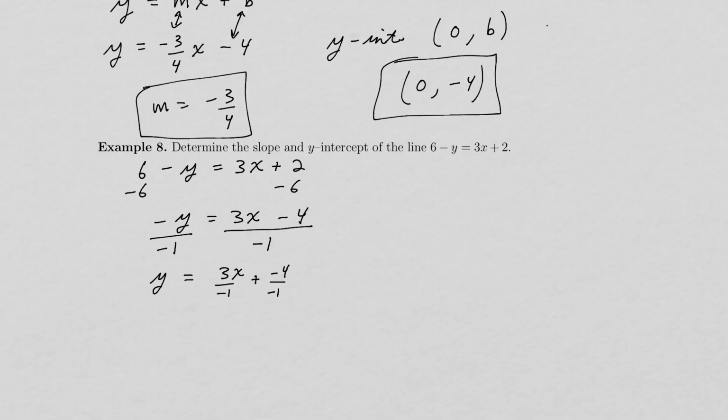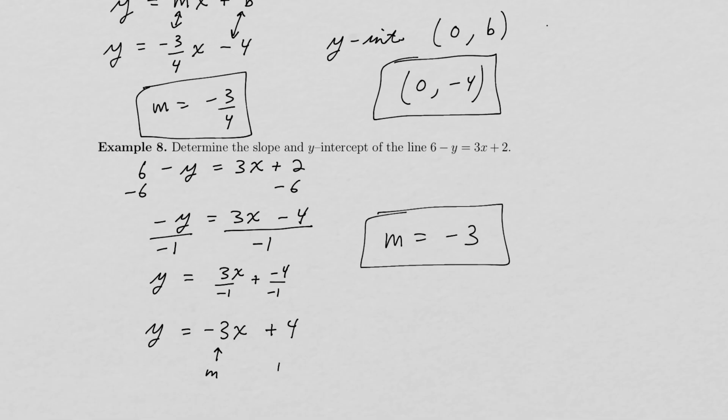So this becomes y is equal to 3 divided by -1 is -3. So this is -3x. And then -4 divided by -1 is +4. So this is +4. So remember, this is the m. Okay, so that's easy. So we know the slope here is going to be -3. And then this is the b. So we know our y-intercept is going to be the point 0, comma b, so 0, comma 4. That would be the answer.